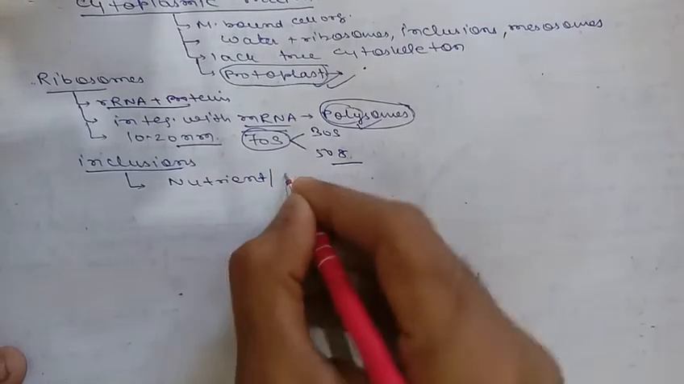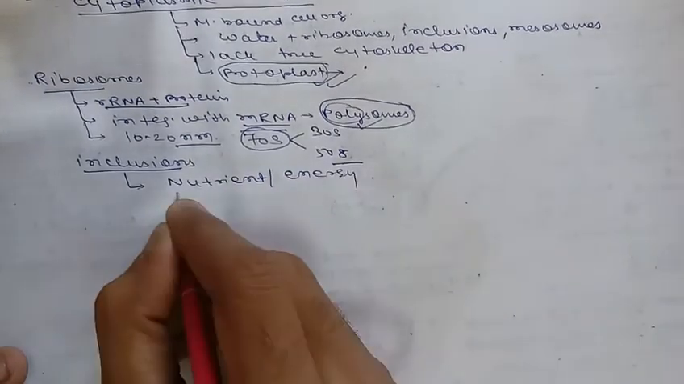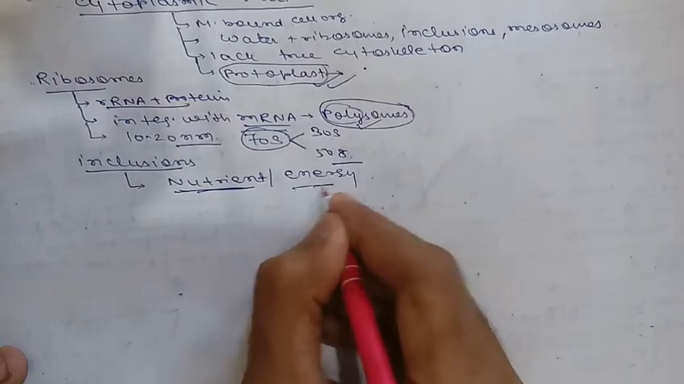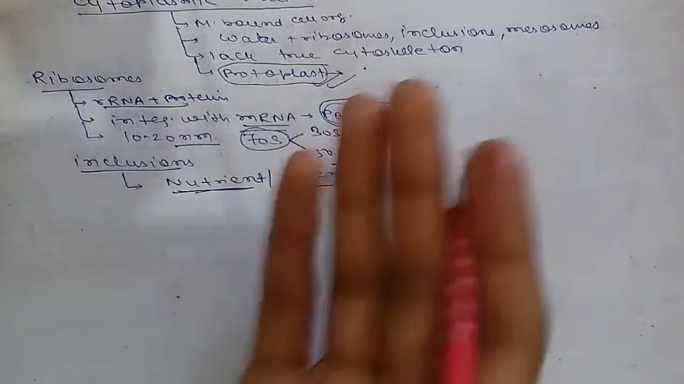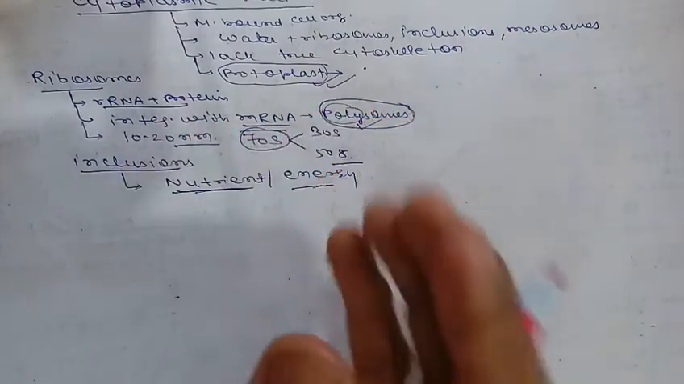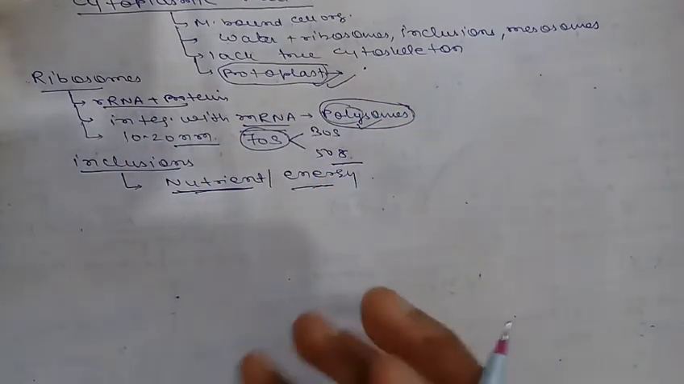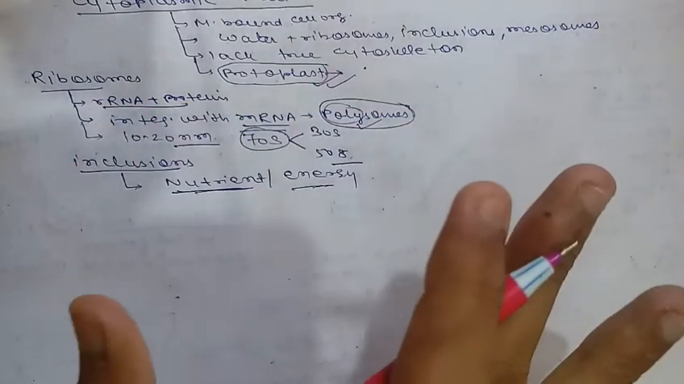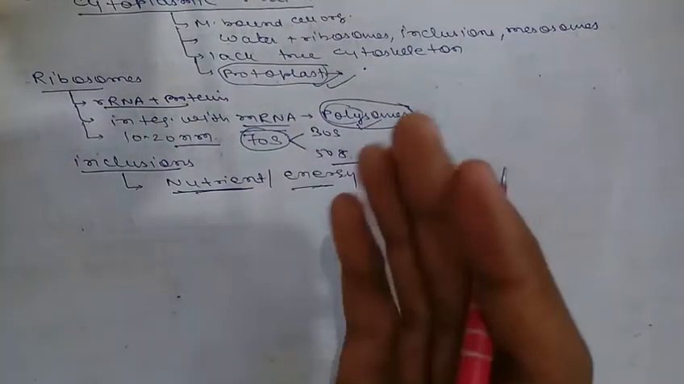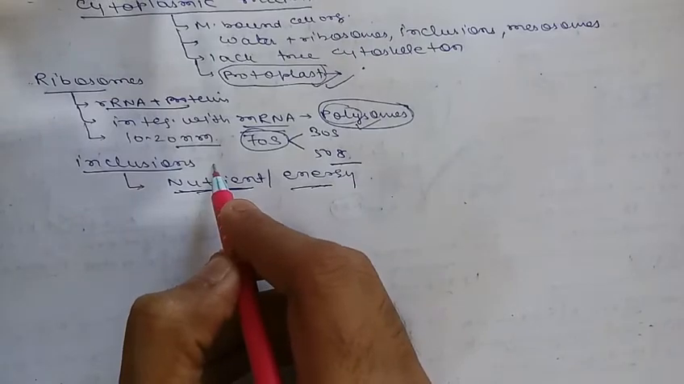First you can define what is an inclusion body and why they are needed. It is a storage site of nutrients and energy which is present in some bacteria. They are formed by bacteria under nutritional deficiency, and they disappear when the deficiency is over. When the deficient nutrients are supplied, then the inclusion body is gone.